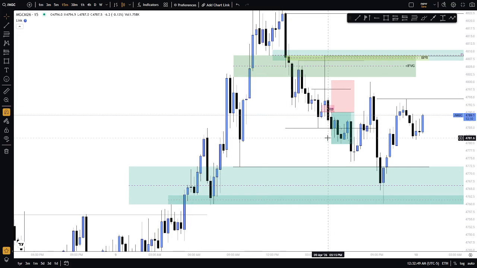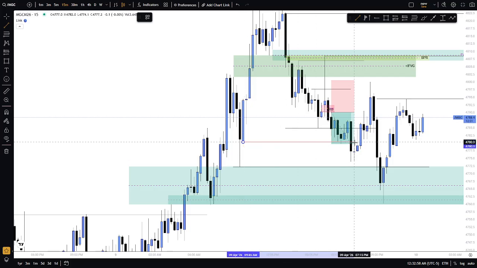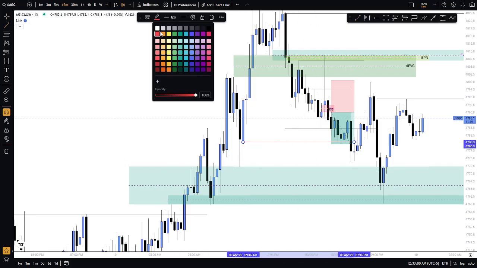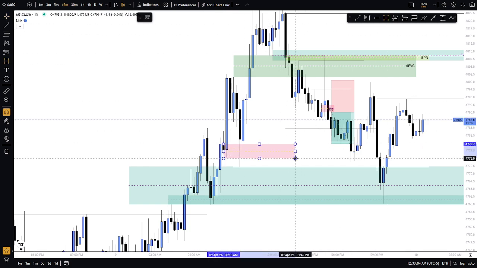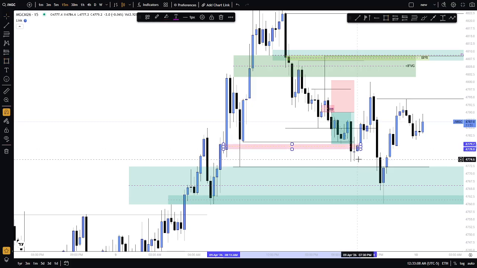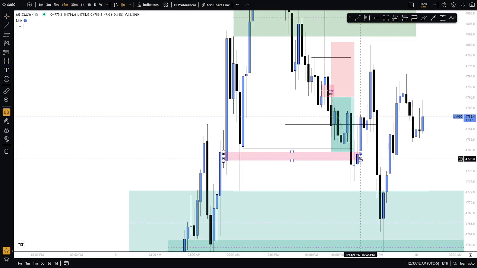So where I would have projected my 1-to-1 to be would be influenced by this 15-minute low along with this order block. So price ideally won't just run.